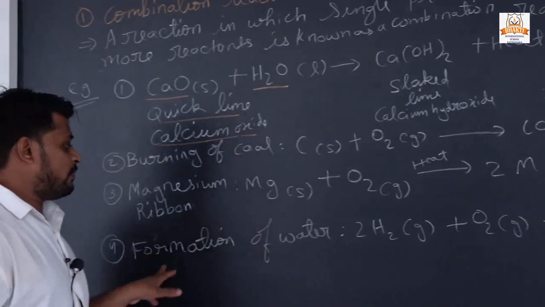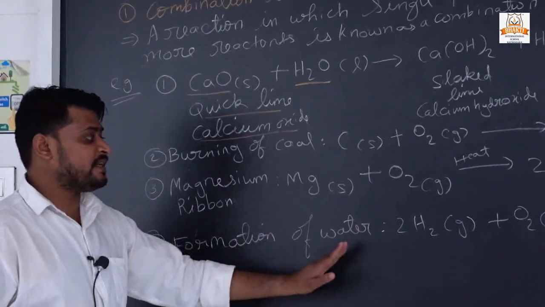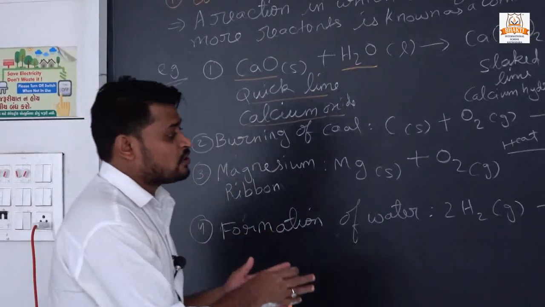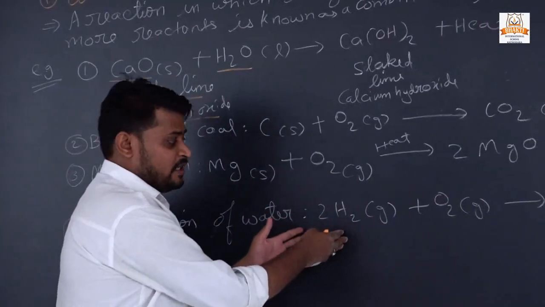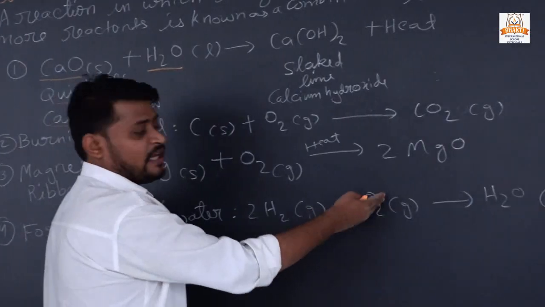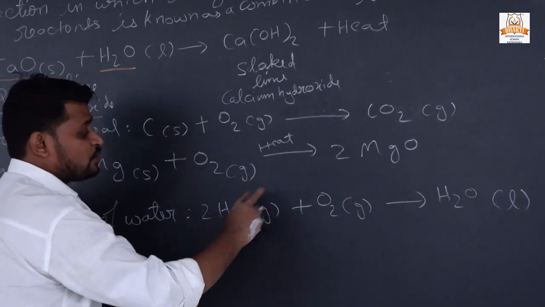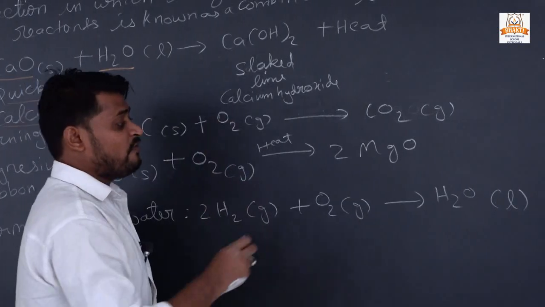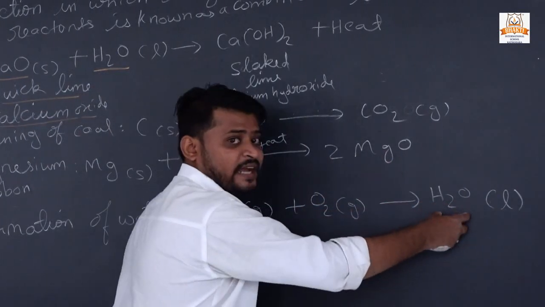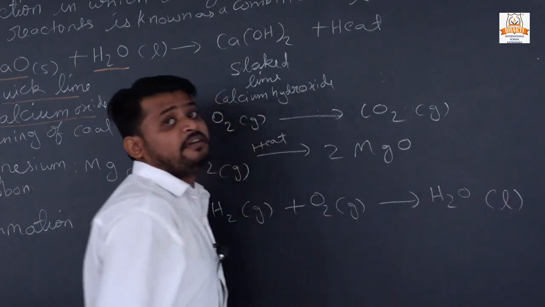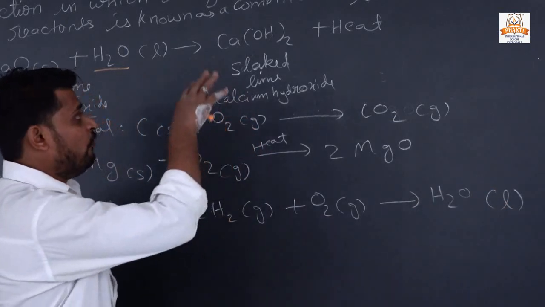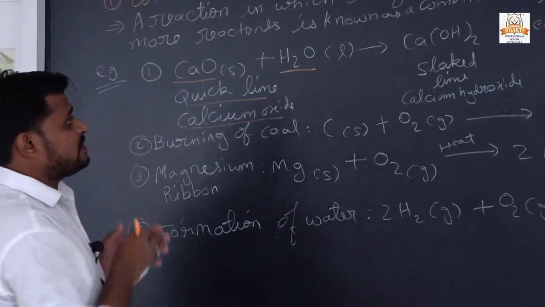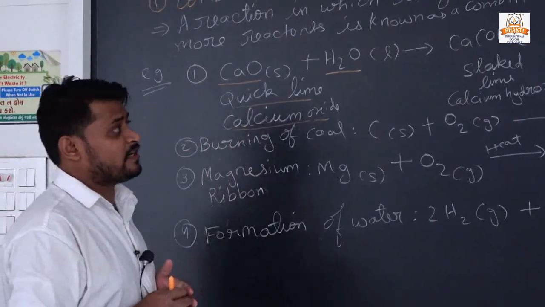Now the formation of water is also an example of combination reaction. Why? Because in that also H2, that is hydrogen, is in gaseous state and oxygen is also in gaseous state. When these two gases, oxygen and hydrogen, react, the product we get is H2O, that is water, and it is in liquid state. These are the four examples of combination reaction, so you will better understand what a combination reaction is.